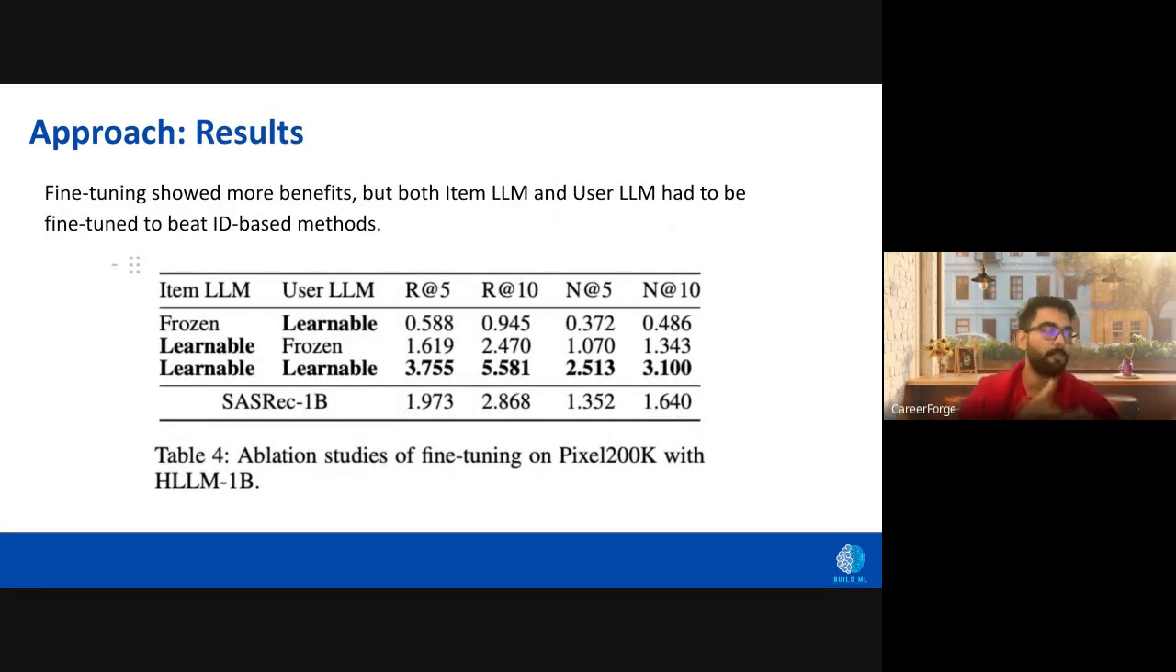And from their results, they're showing that keeping the parameters learnable is actually better, and you get better performance from that. So fine-tuning LLMs in the recommender system space does add value.